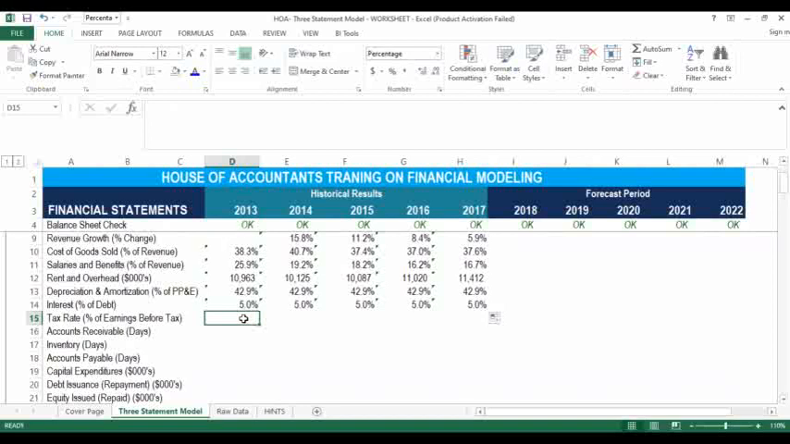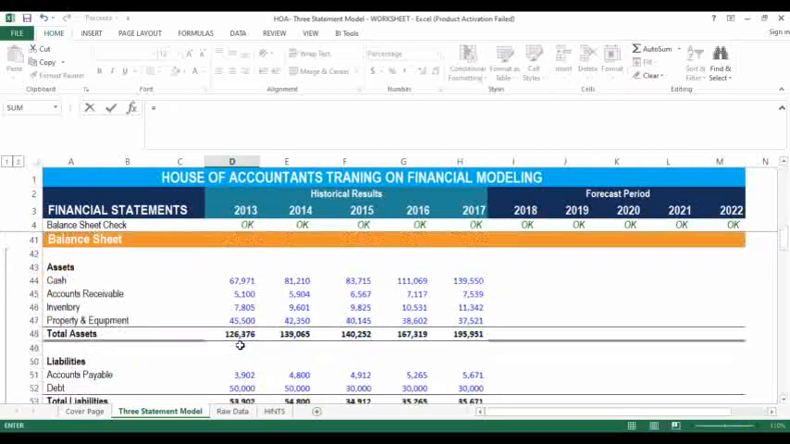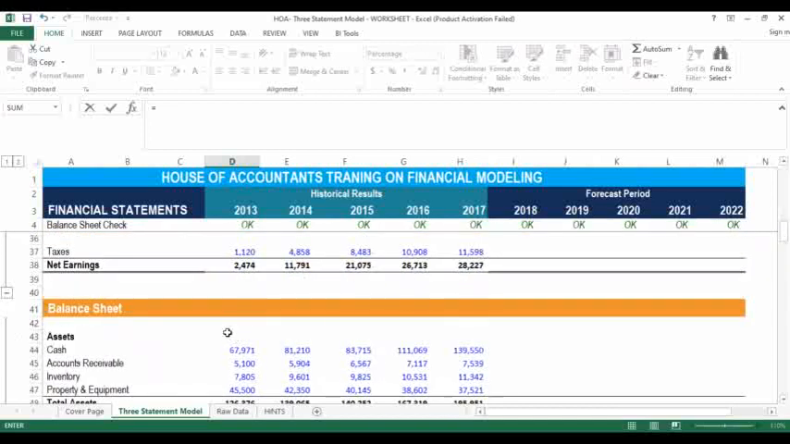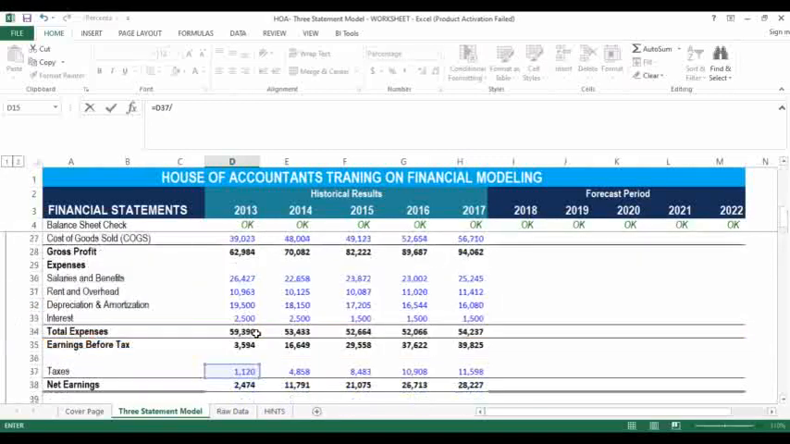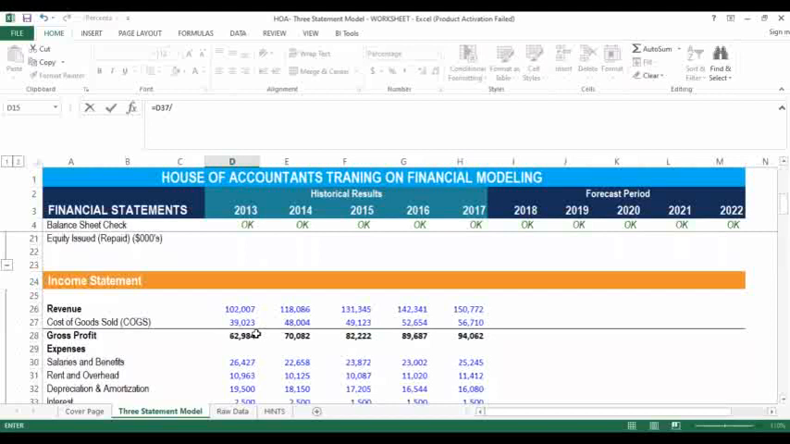So for the tax rates, we just say tax divided by earnings before tax. So what is our tax here? Our tax is this, divided by earnings before tax, which is here. Ambrose, is it earnings before tax?